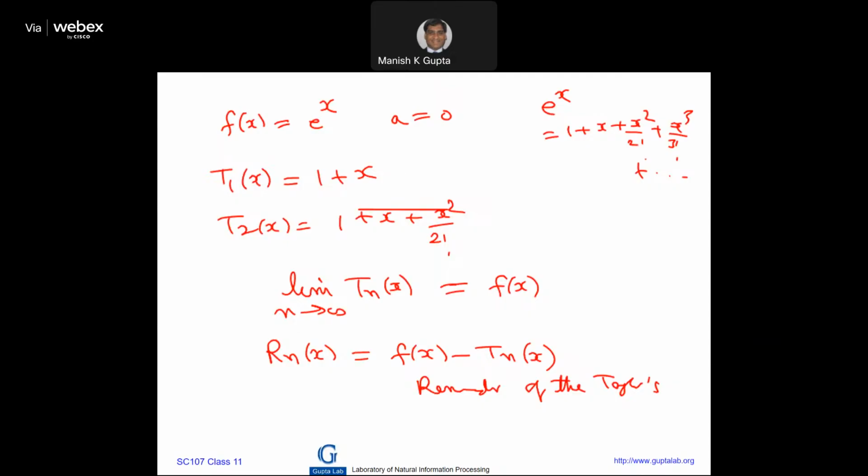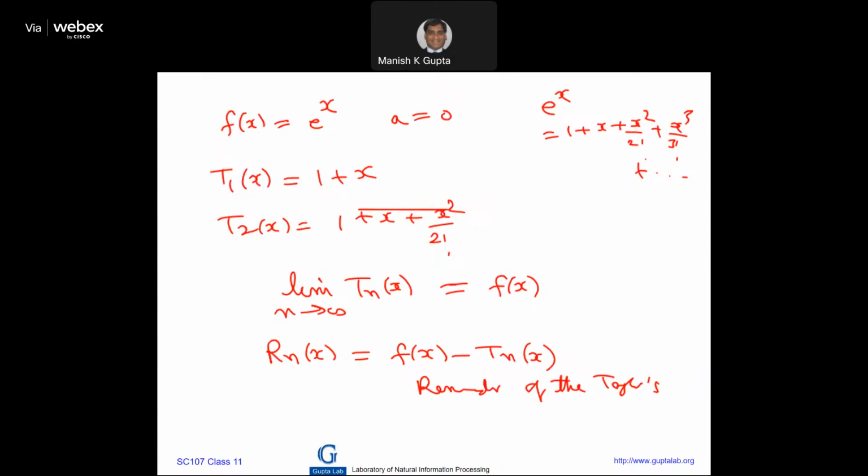Now, actually, the series will be convergent if Tn(x) goes towards f(x) as the limit n tends to infinity. In other words, when Rn(x) is 0. So the remainder after a certain number of terms should go towards 0 as n approaches infinity. That is the key trick, right?